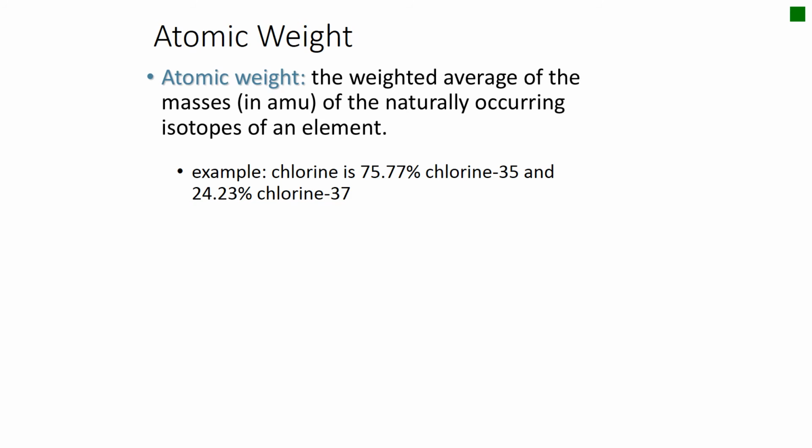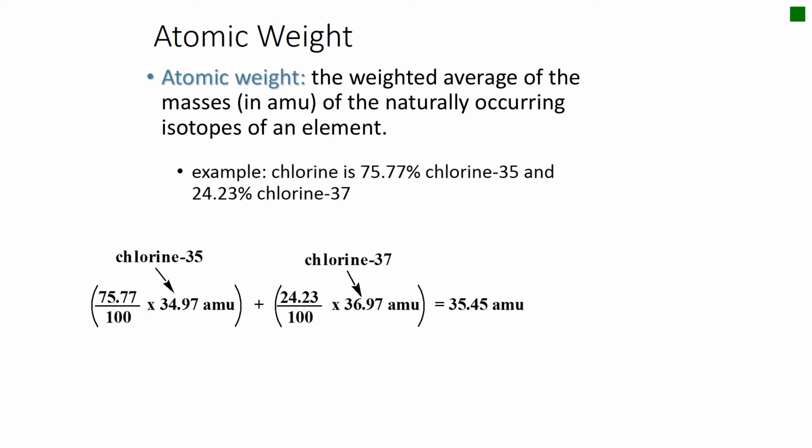So here's an example. If we take a look at chlorine, we'll find chlorine is composed of 75.77% chlorine 35 and 24.23% of chlorine 37. If we do the calculations out, we can take our 75.77% divided by 100 to get that relative abundance and multiply it by the AMUs for chlorine 35. Do the same thing for chlorine 37, 24.23 divided by 100 times its AMUs, and you'll get 35.45 AMUs for that weighted average for chlorine.